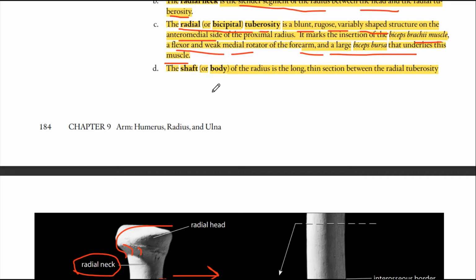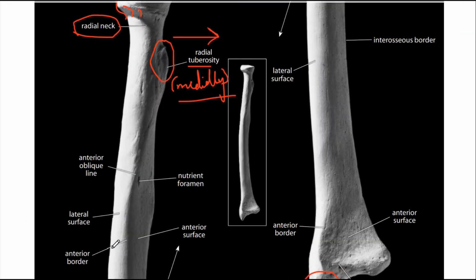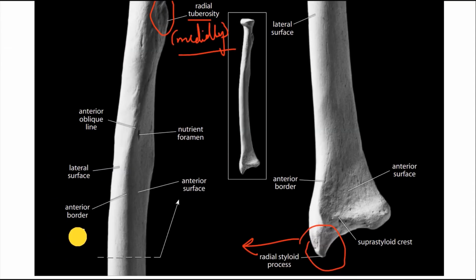Now, the shaft of the radius is a long, thin section between the radial tuberosity and the expanded distal end. The shaft is divided into three named surfaces by three borders or margins: the anterior, lateral, and the posterior surfaces. So how you identify the shaft is the region between your head towards your end. This entire region is identified as the shaft of the bone.